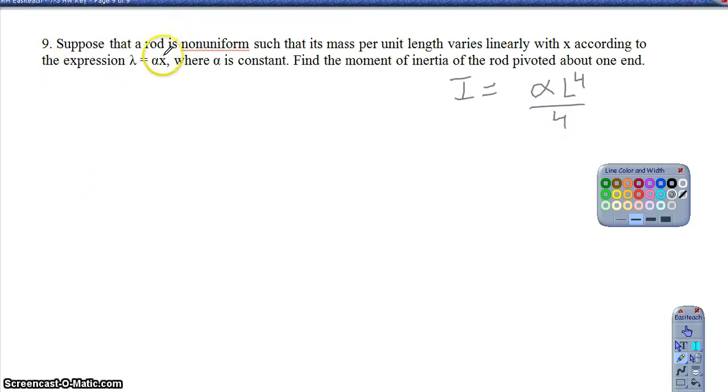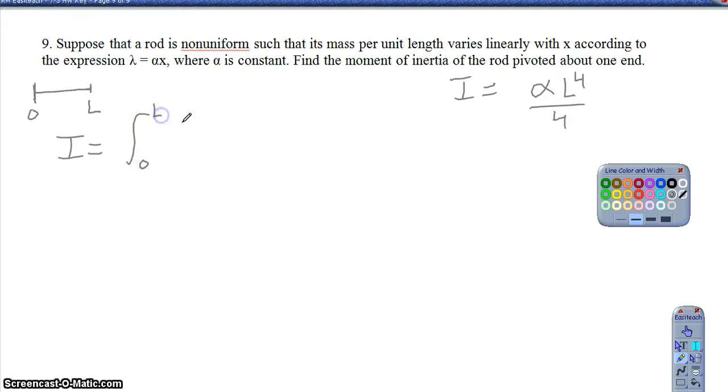So suppose a rod is non-uniform such that its mass per length varies linearly with x according to the following expression, where alpha, I should say, is a constant. Find the moment of inertia of the rod pivoted about one end. So again, just like we did for question 8, as always, we start with the moment of inertia, which would be the integral from our parameters. So in this case, if I'm pivoting the rod about one end, if I'm defining that as 0, then I'm defining the other end probably as L, the length of the rod.